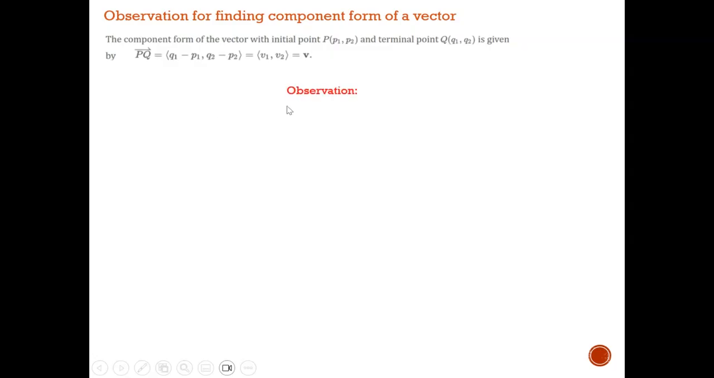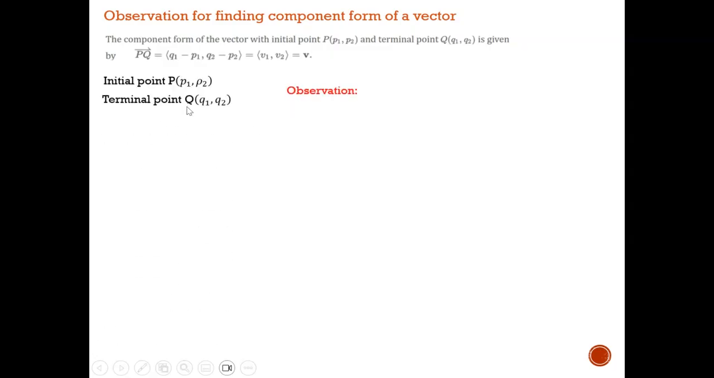Okay, now, guys, I showed you an observation last week on how to find the component form of a vector. And I believe this observation is very easy to use, and you'll be able to get the vector within seconds. And here's how. I'm using the same problem as before. But here's the observation.